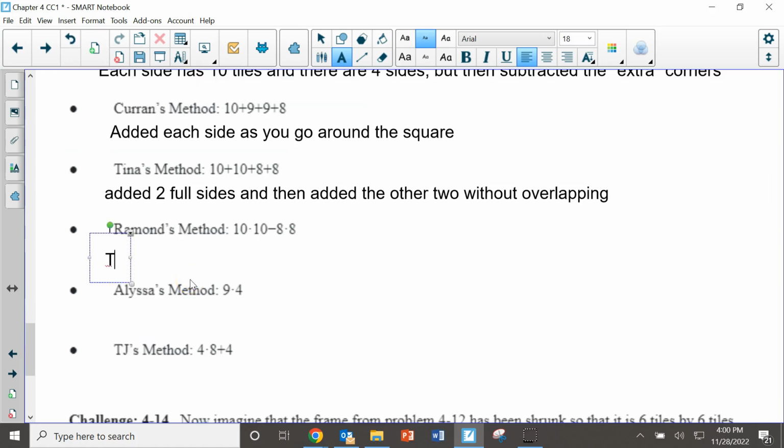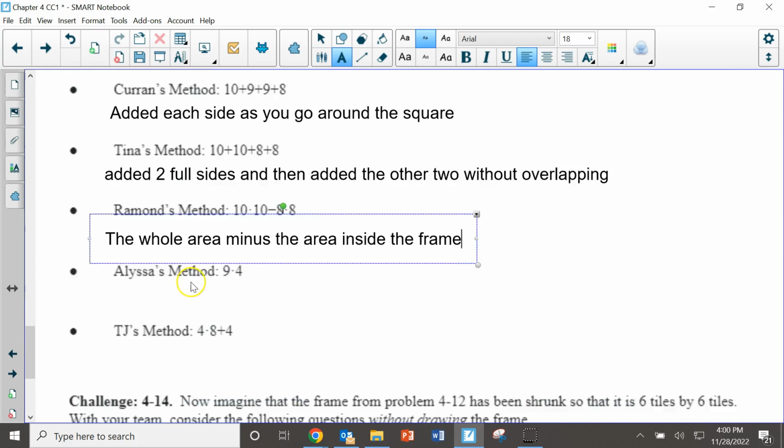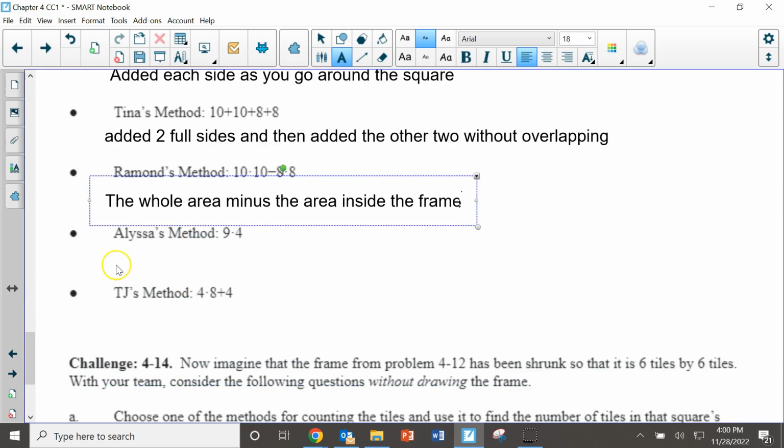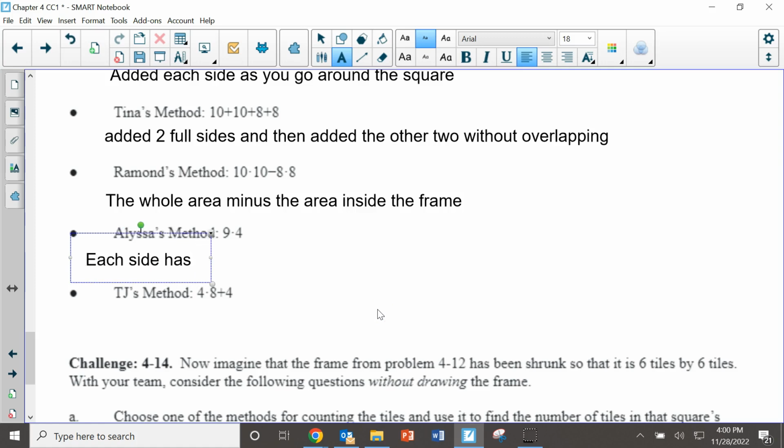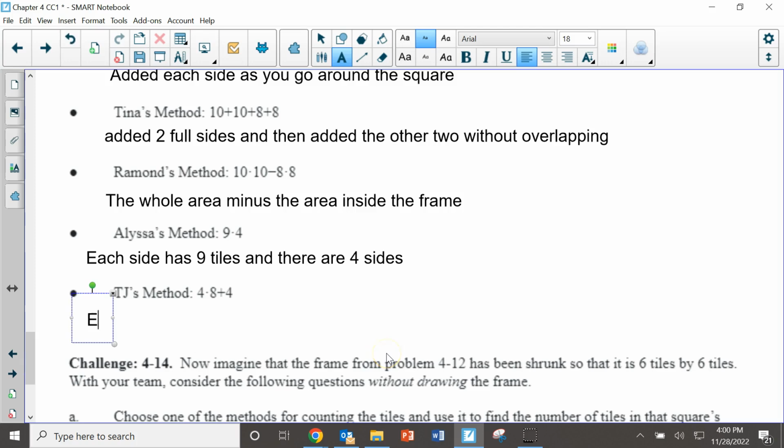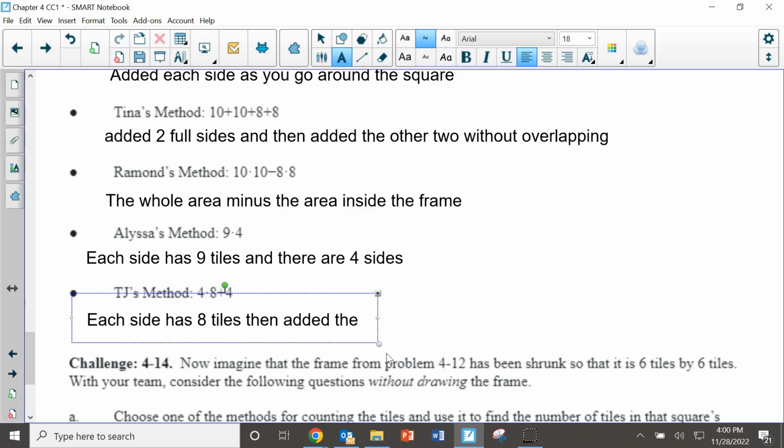Raymond's, I put the whole area minus the area inside the frame. Alyssa's, I put each side has 9 tiles and there are 4 sides. TJ's method, each side has 8 tiles, then added the 4 corners.